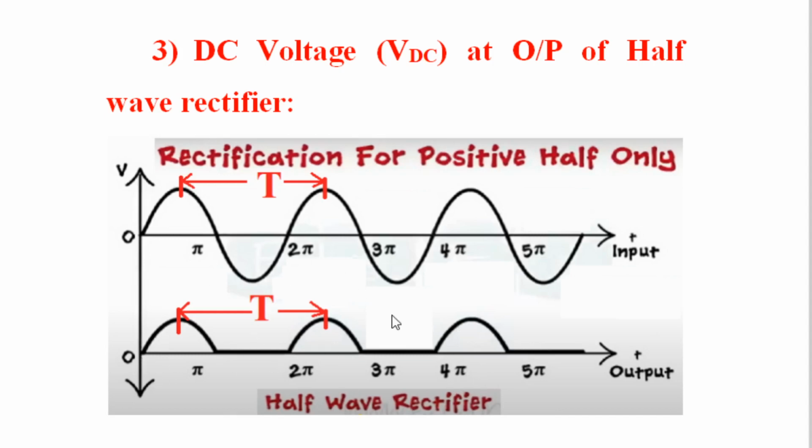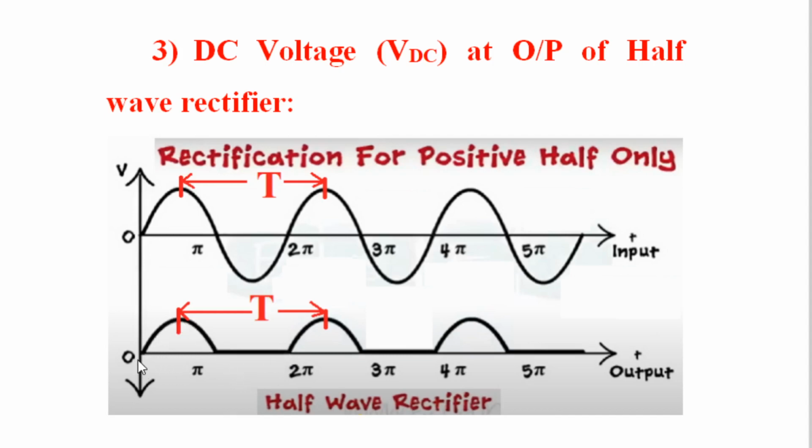Now look at the output. The output is having positive half cycle, then 0, then positive half cycle, then 0. So during positive half cycle current starts flowing through RL, and during negative half cycle current does not flow through RL if there is no capacitor, and if there is a capacitor current will flow. So our one cycle will be from where to where?